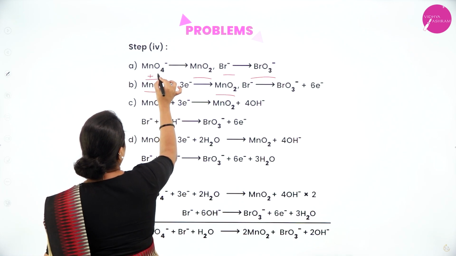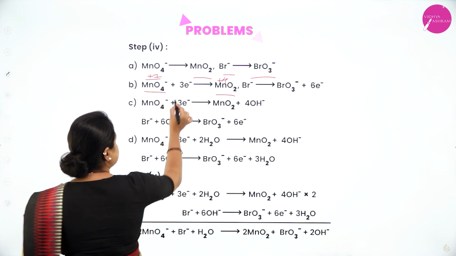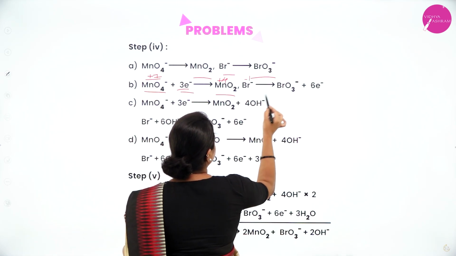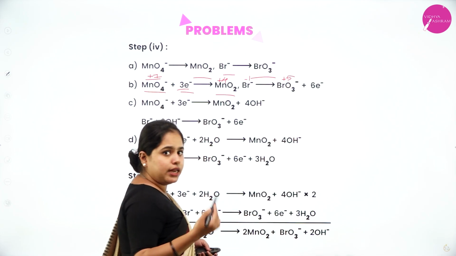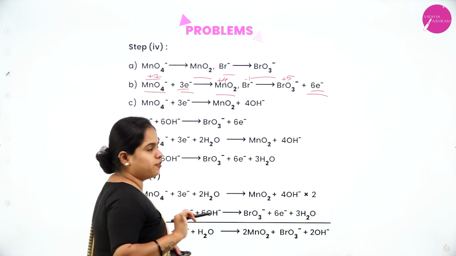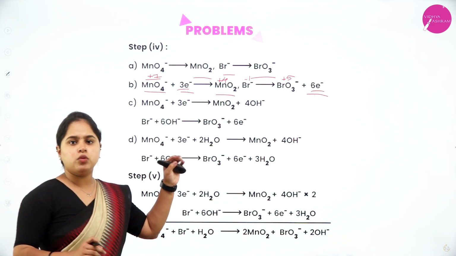That means +7 to +4, so how many electrons are being accepted here? Yes, there is a gain of 3 electrons. Now Br minus, that is -1 to +5, means how many electrons? That is 6 electrons. So 3 electrons in the reduction half reaction and 6 electrons in the oxidation half reaction, right? So that part is done.